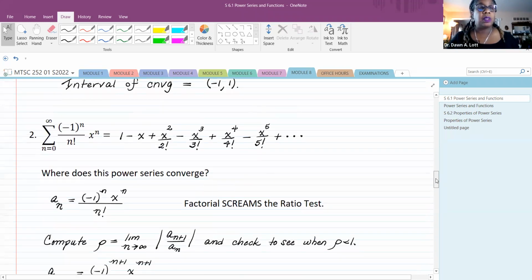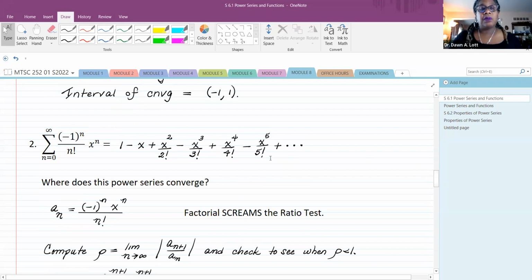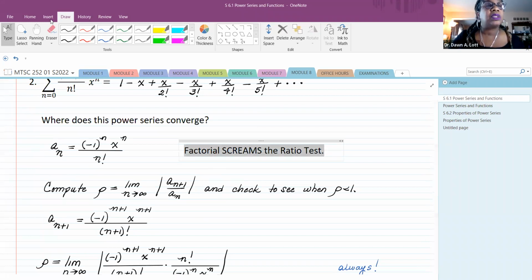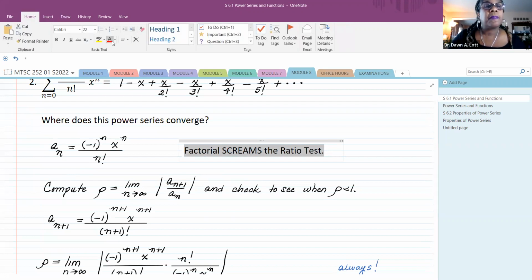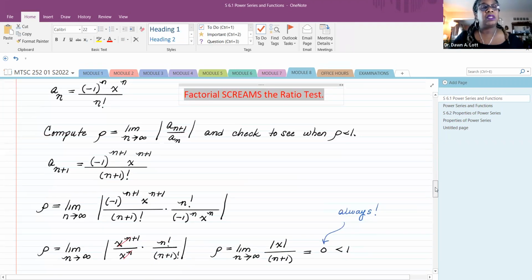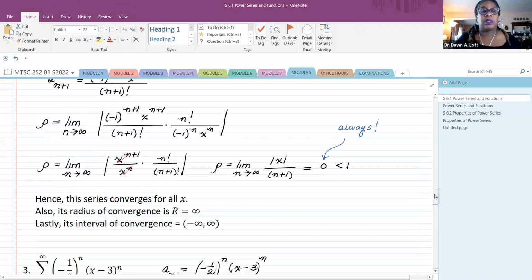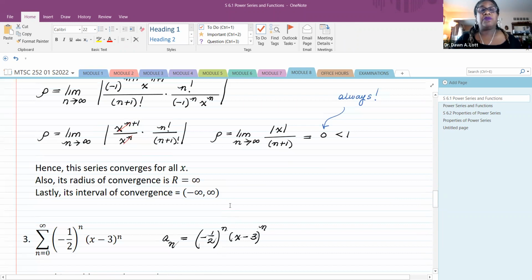Okay, so this next one, we were able to figure out that this series is an alternating series. Where does this series converge? Well, the factorial screams at us to use the ratio test. So we used the ratio test, the absolute value of a sub n plus 1 over a sub n, and took the limit as n approached infinity. We got 0. So we said it always converges. So its radius is infinity, and its interval of convergence is -infinity to infinity.